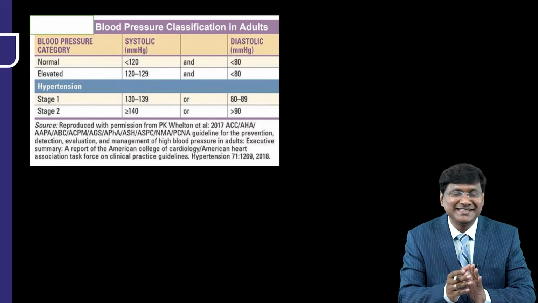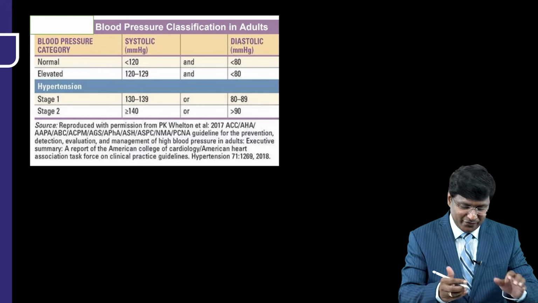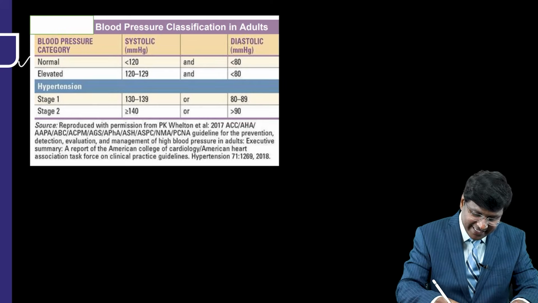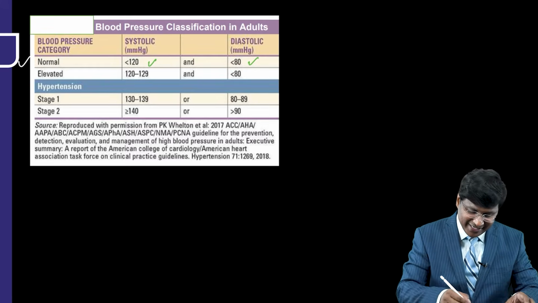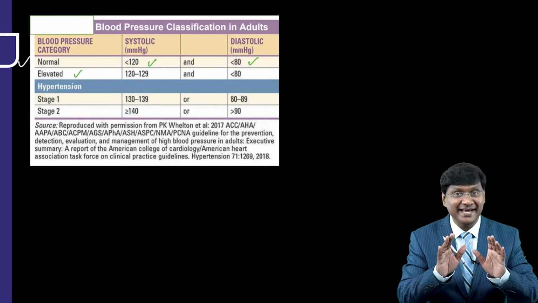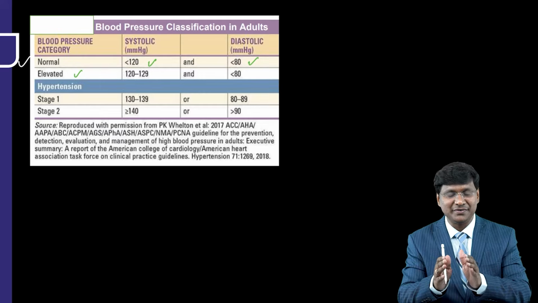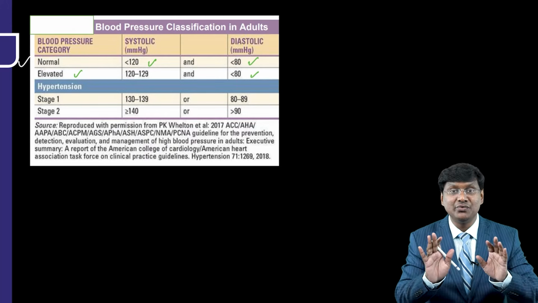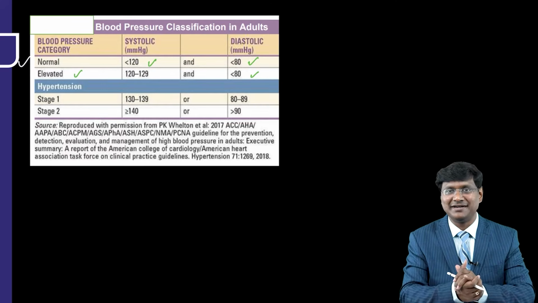Now, this is a very important table which has been given in Harrison. When do you call it normal? Systolic blood pressure should be absolutely less than 120 and diastolic should be less than 80. And when do you call the blood pressure elevated? When the systolic blood pressure is between 120 to 129 and the diastolic blood pressure is less than 80, we call it elevated blood pressure. We don't call it hypertension, but elevated blood pressure.